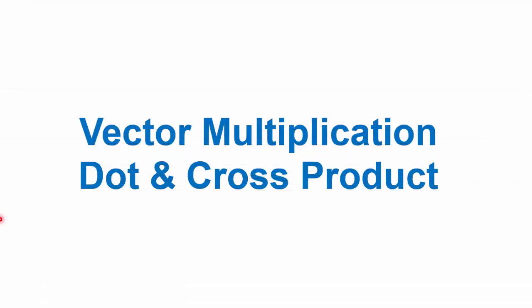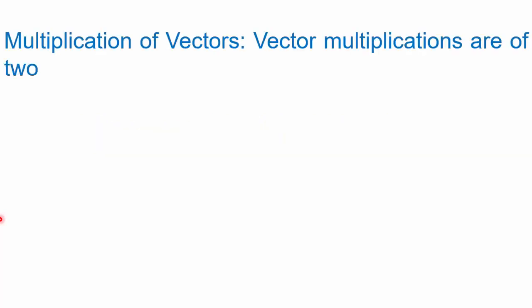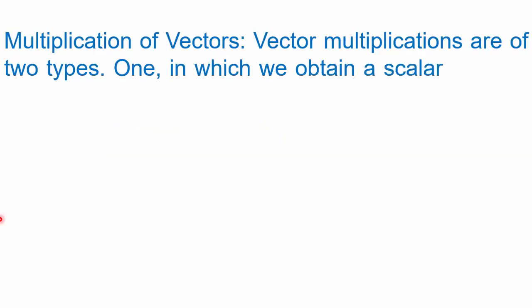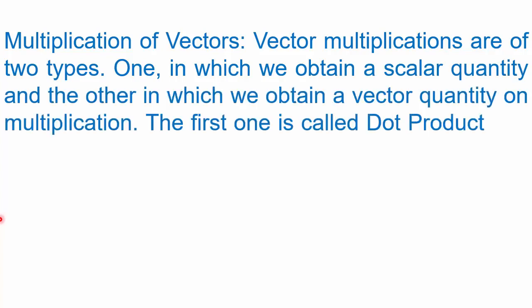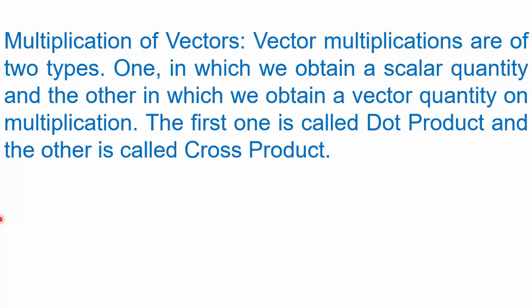We are going to discuss multiplication of vectors, that is dot product and cross product. Now, in vector multiplication, there are two types. One multiplication or product of two vectors might give you a scalar quantity, that means it will only have information about magnitude. And the other multiplication will give you a vector quantity, or itself a vector.